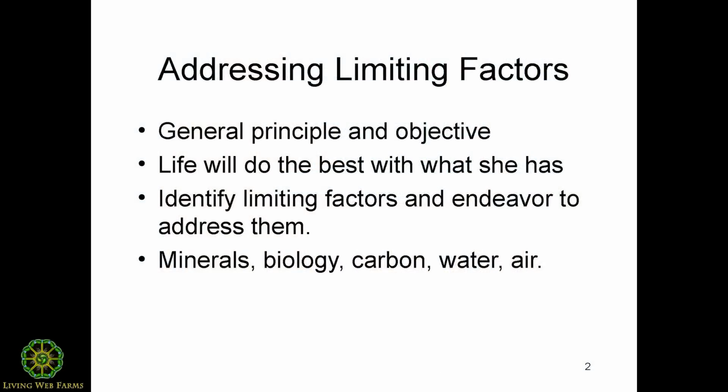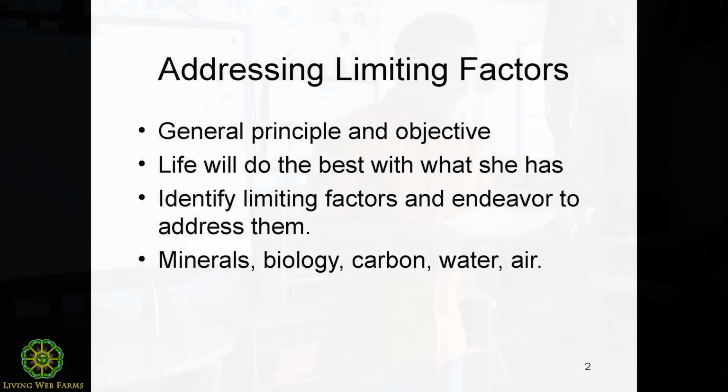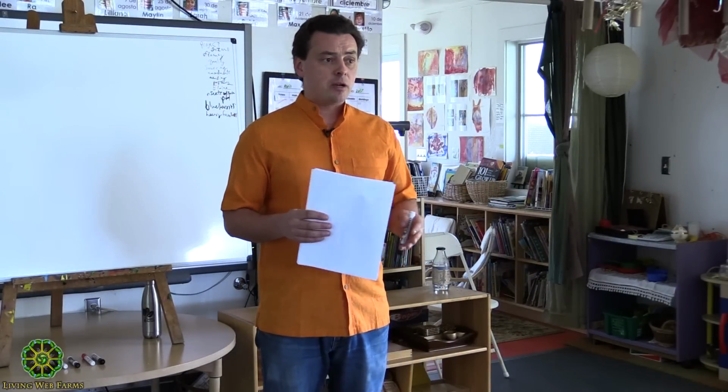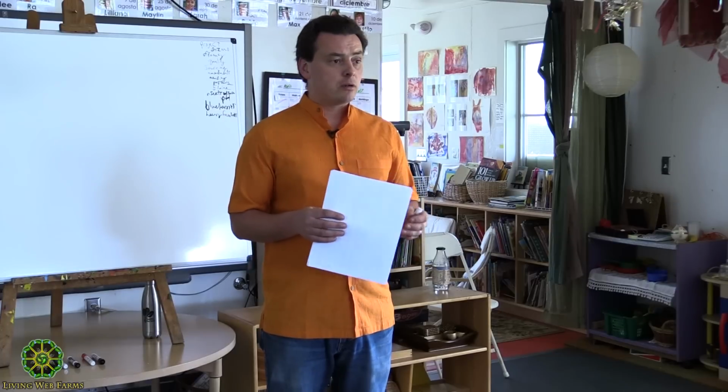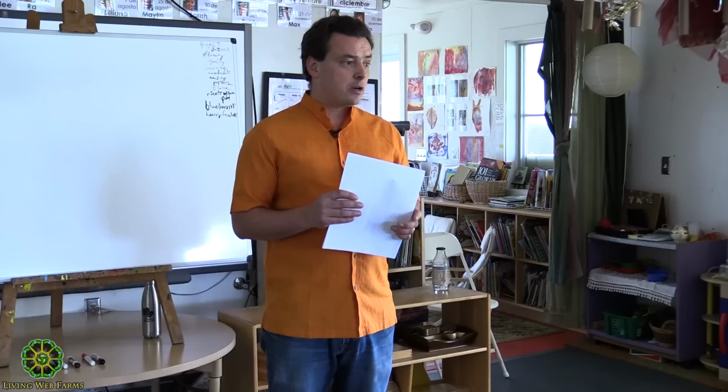I've got minerals, biology, carbon, water, and air. I talked about that before the break. These are the critical environmental conditions I think are necessary. Obviously, warmth is necessary. Obviously, sunlight is necessary. I'm going to assume people understand that if you are planting a garden on the north side of a big tree, it's not going to grow well. Yeah? Everybody knows about that.